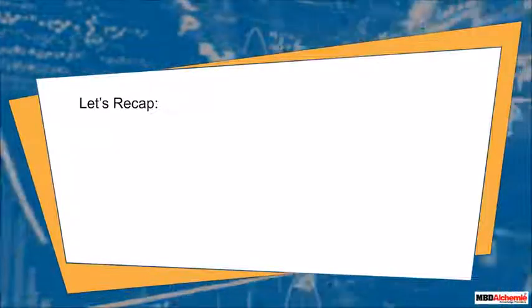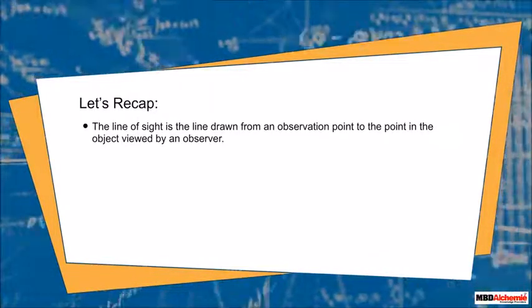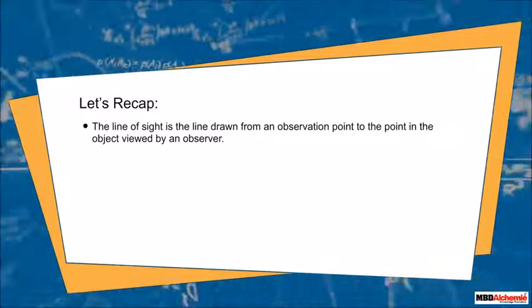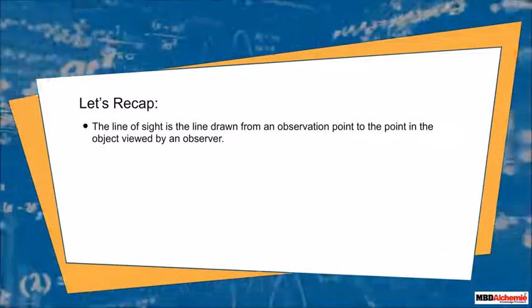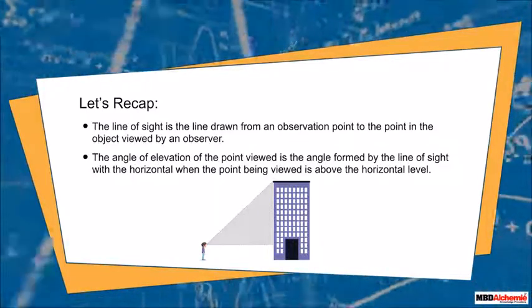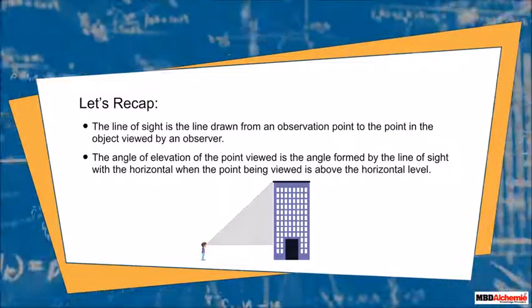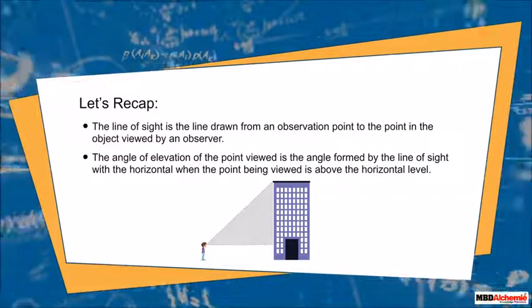Let's recap. The line of sight is the line drawn from an observation point to the point in the object viewed by an observer. The angle of elevation of the point viewed is the angle formed by the line of sight with the horizontal when the point being viewed is above the horizontal level.